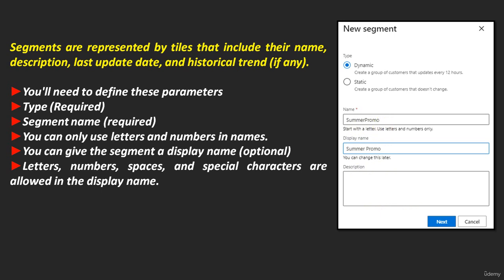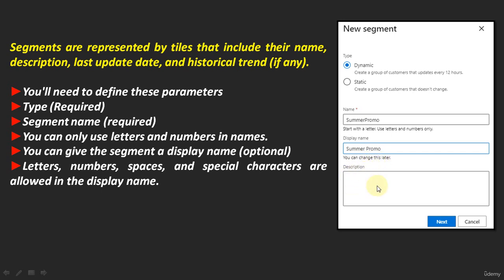You will need to define these parameters when you create a new segment. Number one is the type. It's required because it specifies whether it's a dynamic segment or a static segment. The segment name is required; this is what shows up on the Segments page for the segment. You can only use letters and numbers in names, with no spaces or special characters. You can give the segment a display name. It's optional, so it's easier to read throughout the app. Letters, numbers, spaces, and special characters are allowed in the display name.